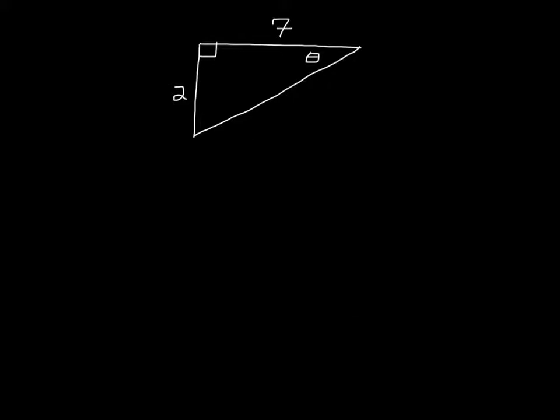So when you look at this one, you want to solve for theta. This is tangent. Tangent theta is opposite over adjacent. The fact that we knew the opposite length and the adjacent length is what told us to use tangent. So we know theta is going to be inverse tangent of 2/7.